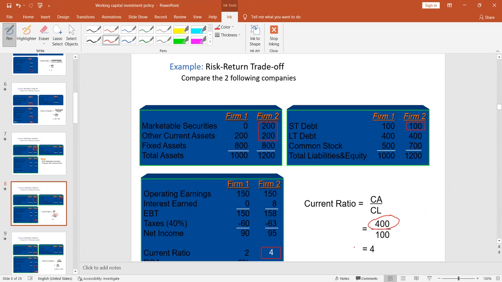Now we can say which firm has high liquidity, Firm 1 or Firm 2? Firm 2, because current assets are 4 times higher than current liabilities. In case of Firm 1, what was the position of the current ratio? It's 2. So compared to Firm 1, Firm 2 has higher liquidity. It means what? Is Firm 1 taking more risk, or is Firm 2 taking more risk?